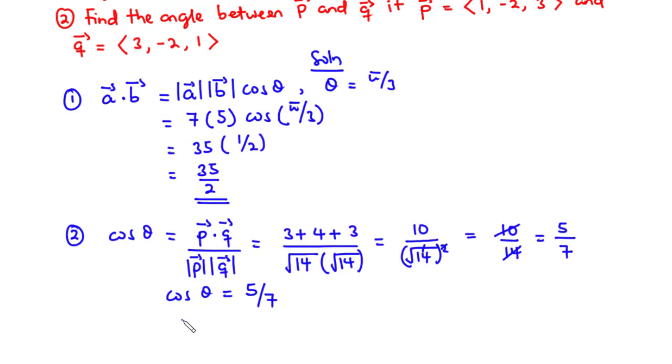Now, since we want to find the value of theta, theta is equal to cos inverse of 5 over 7, and that is equal to 44.42 degrees. So basically, this is the angle formed between the two vectors P and Q. Now let's move on as we discuss the properties of dot product.